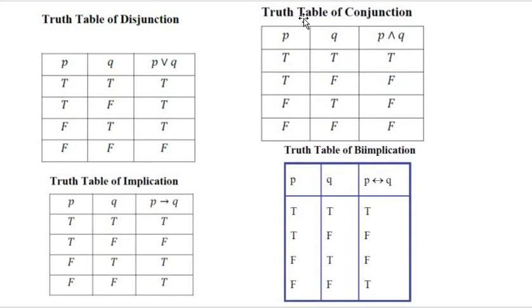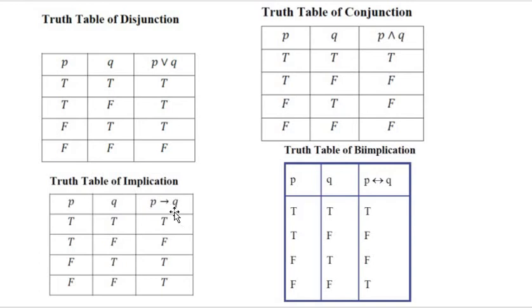Similarly, consider the truth table of conjunction. For given propositions P and Q, we have 4 different cases: TT, TF, FT, FF. And the proposition P and Q is true only when both propositions P and Q assume the truth value T. For all other 3 cases, the conjunction P and Q is false.